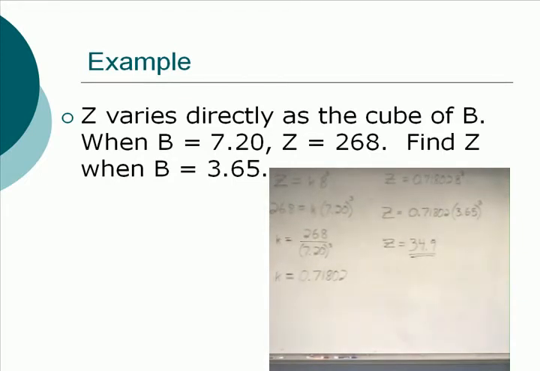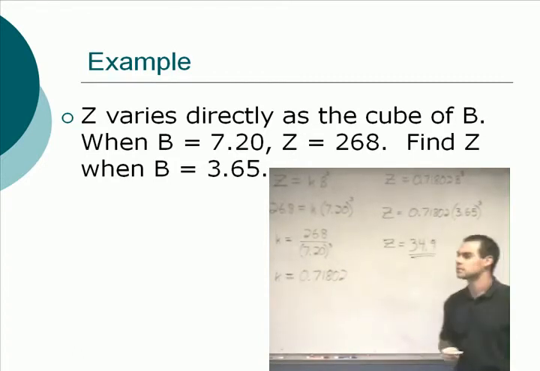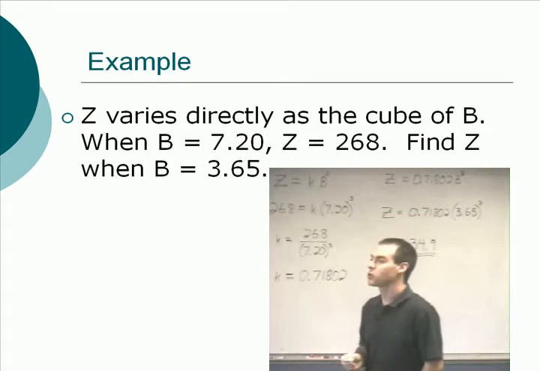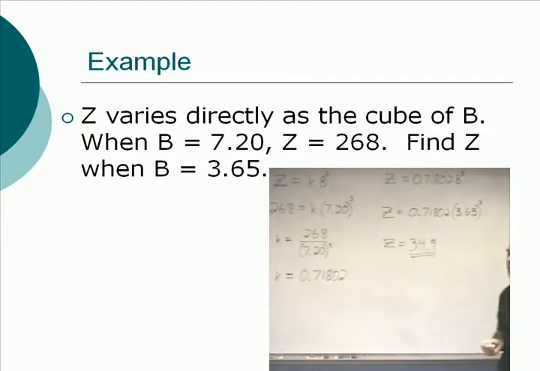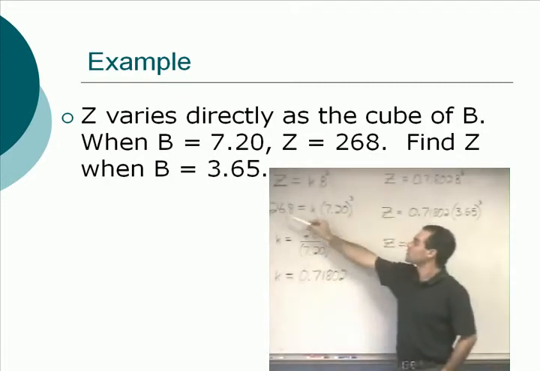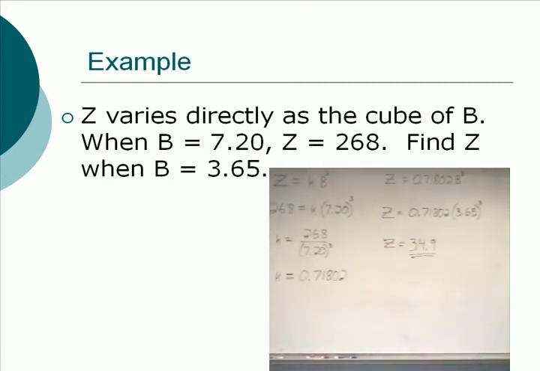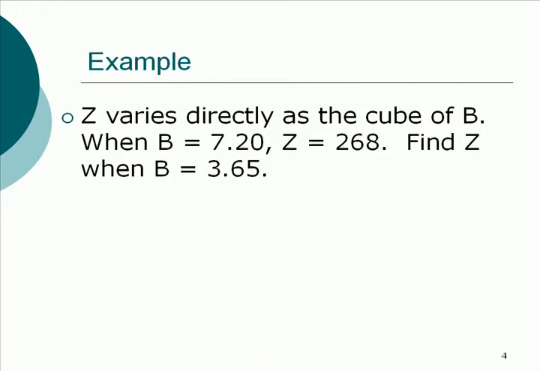Now, it was a direct relationship. Even though they're not going to go up by the same proportional amount anymore, we know that it's still a direct relationship. So what did z do? B went down from 7.20 to 3.65. What should z do? Z should also go down, and it went down from 268 down to 34.9. Had z varied inversely as the cube of b, then we'd be back to having one going up, the other one going down.